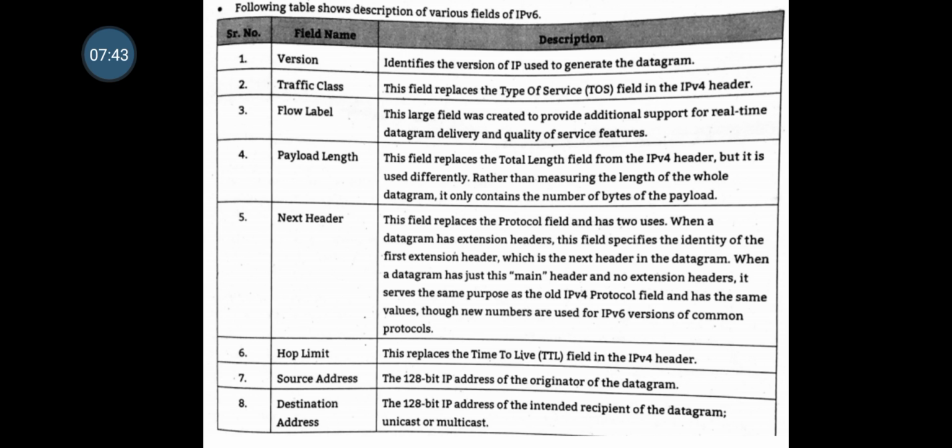Hop limit. This replaces the time to live, that is TTL, field in the IPv4 header. Source address. It is the 128-bit IP address of the originator of the datagram. Then destination address, the 128-bit IP address of the intended recipient of the datagram. It is a unicast or multicast.